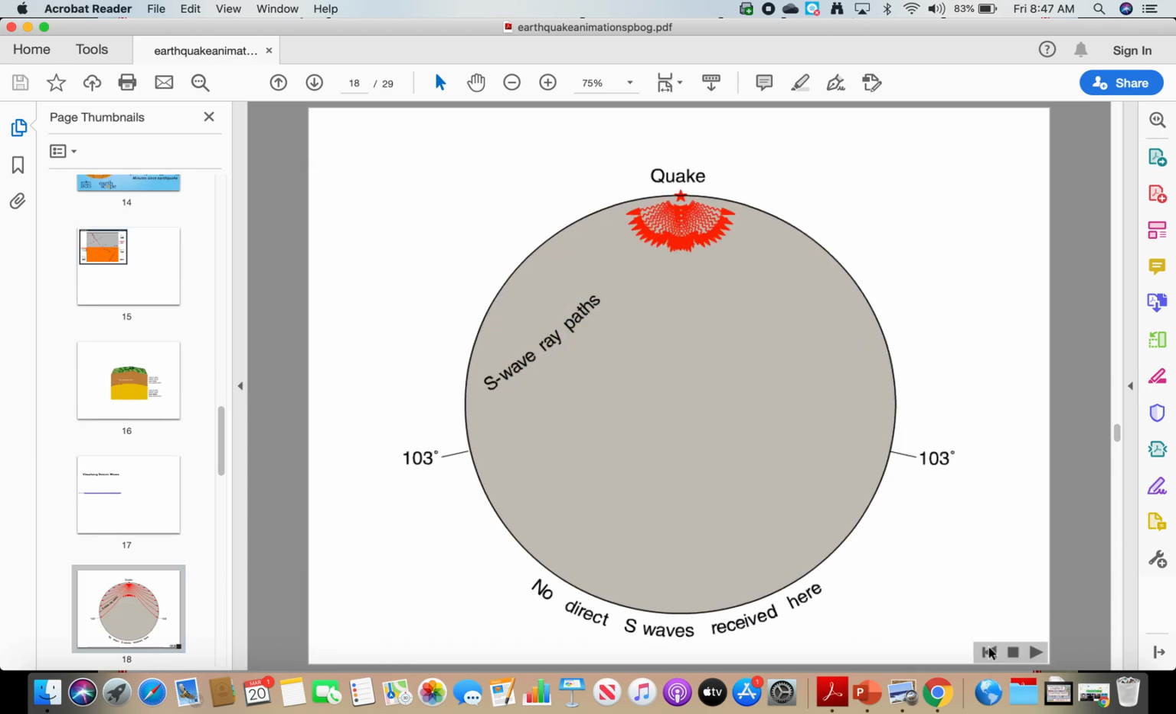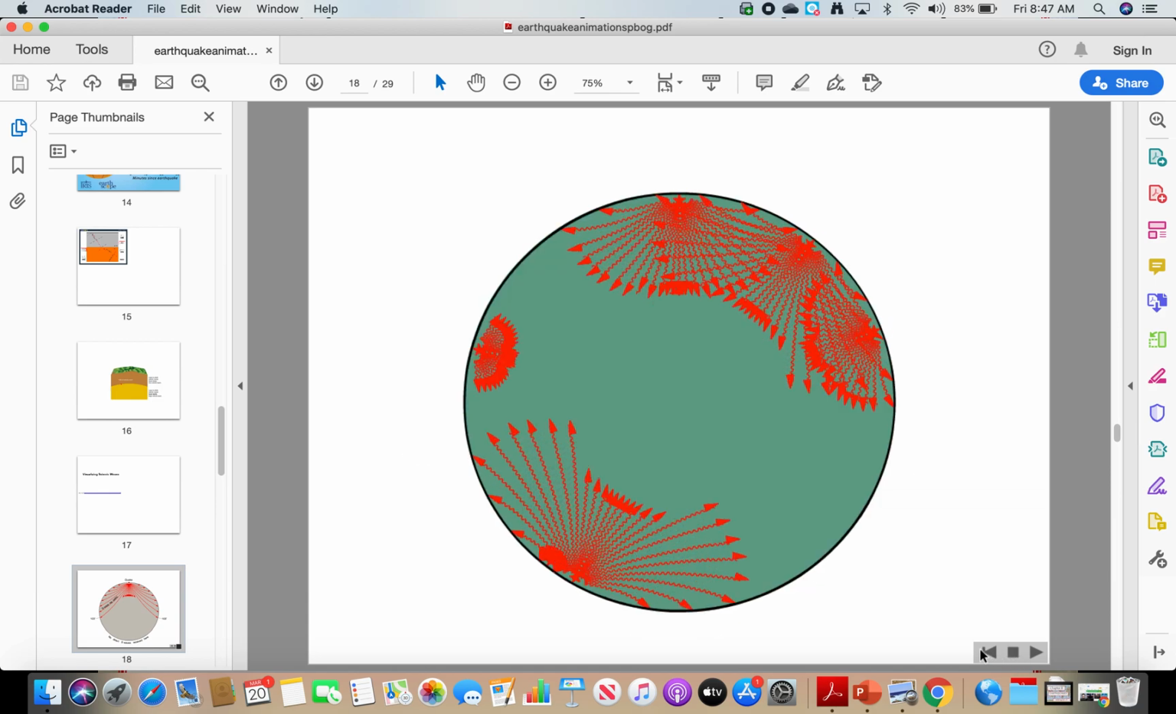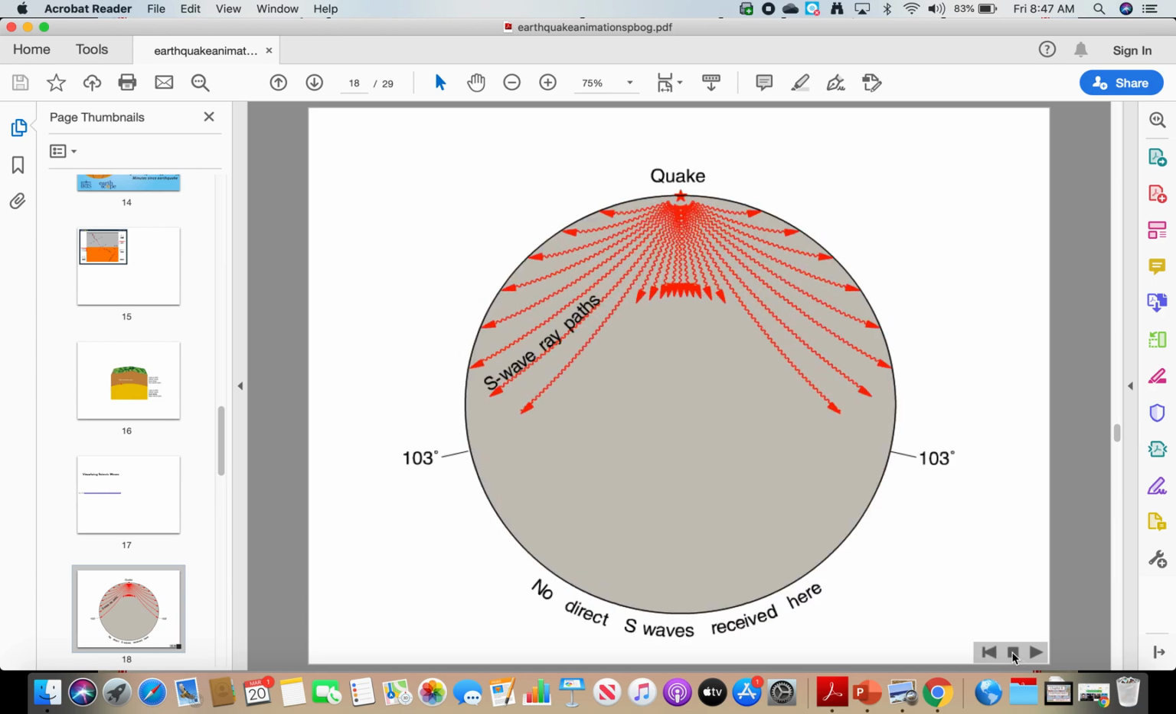Okay, so what does that mean for us in terms of earthquake waves? Well, what do we have here? Whoops. Let's go back. I'm trying to stop it. Okay. What waves are these? Let's take a look at this model. Here are S-wave ray paths. And remember that here's the earthquake. And in most of these models, the earthquake is going to be up top.